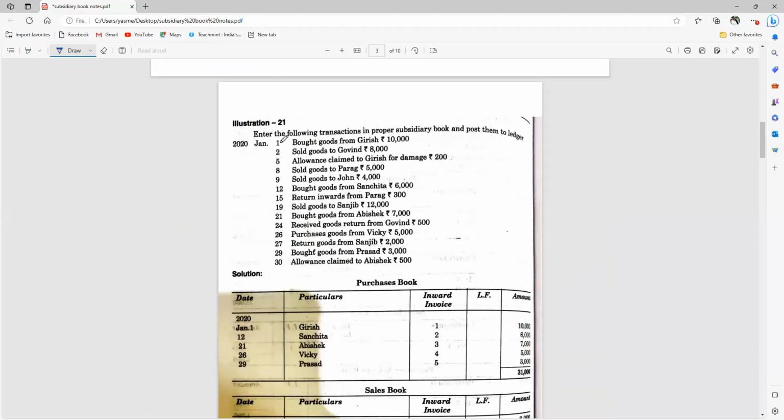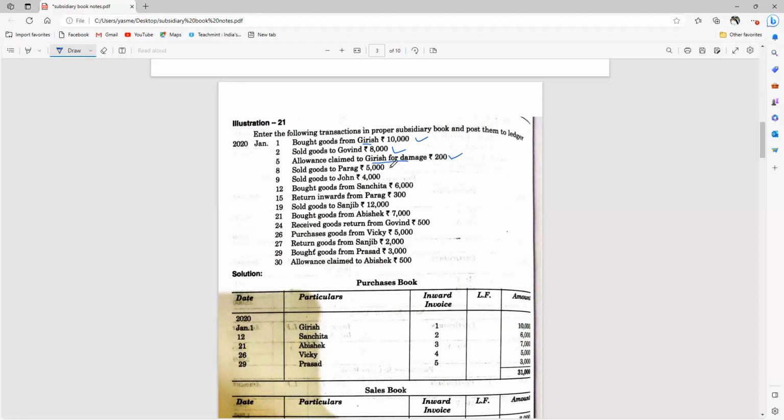Enter the following transaction in proper subsidiary book and post them to ledger. On January 1st, bought goods from Girish. This is a purchase book. Sold goods to Govind. This is a sales book. Allowance claim to Girish for damage. So here it is a damage. Okay, so now whom, Girish, from whom we had purchased. This is a purchase return.